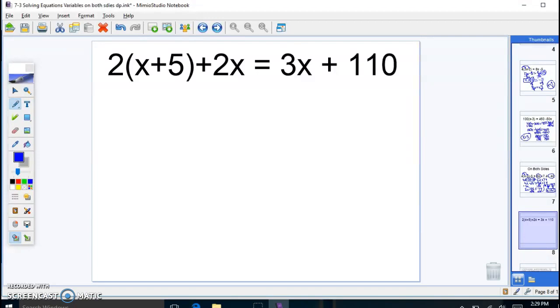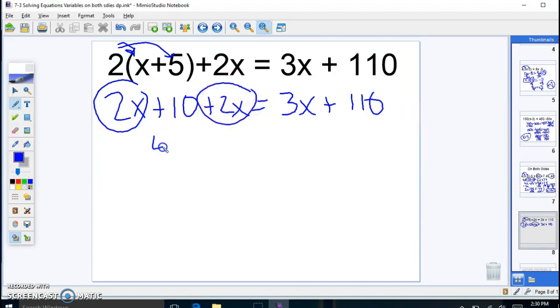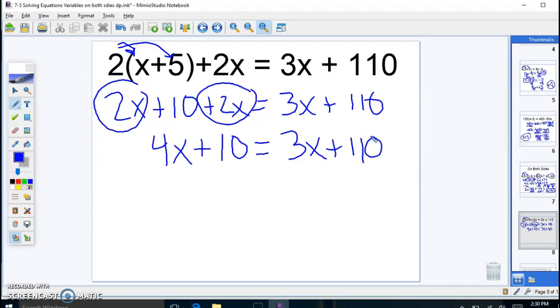All right, so now that you've solved it, the first thing you should have done is your distributive property. 2 times x is 2x, and 2 times plus 5 is plus 10. We still have the plus 2x. Everything else drops down. We need to combine our like terms, so 2x and 2x is 4x. Notice we're only combining with what's on the left side of the equal sign. The 3x is on the right side, so I can't combine that with the 2x and 2x yet. So now we have 4x, the plus 10 was untouched, so that drops down. 3x plus 110 also was untouched, so that drops down.